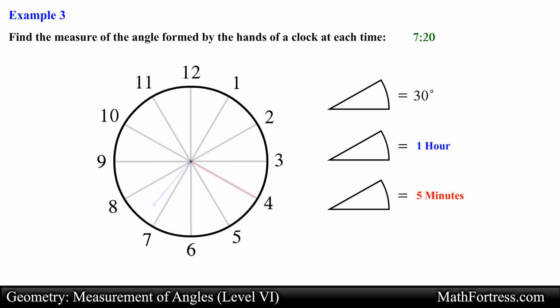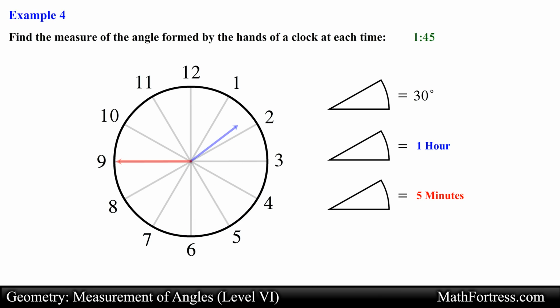7:20. At 7:20, the minute hand is located at the border where the number 4 is assigned. The hour hand is going to be between 7 and 8. Since the minute hand is 1/3 of the way around the circle, the hour hand will also be 1/3 of the way between 7 and 8. So there are 3 1/3 slices between the hands. The angle formed will be 90 degrees plus 10 degrees, which simplifies to 100 degrees. Let's move along to the next example.